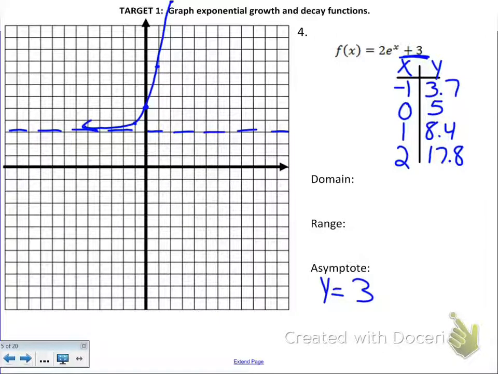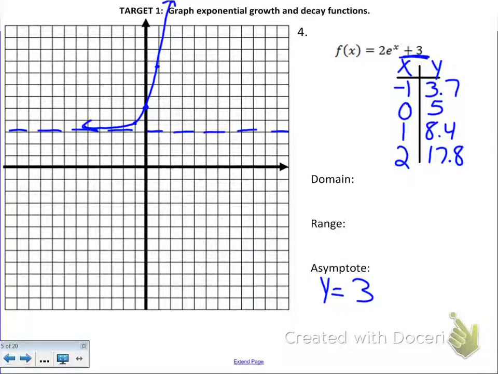Okay, here's our x and y chart. Again, I got that from the table on the graphing calculator. Then here's our graph. We couldn't quite fit the point to 17.8, but I fit it in way up there, again, putting an arrow on there. Down here on the bottom, we come close to touching our asymptote, but we do not touch it. Never, ever touch it or cross it.